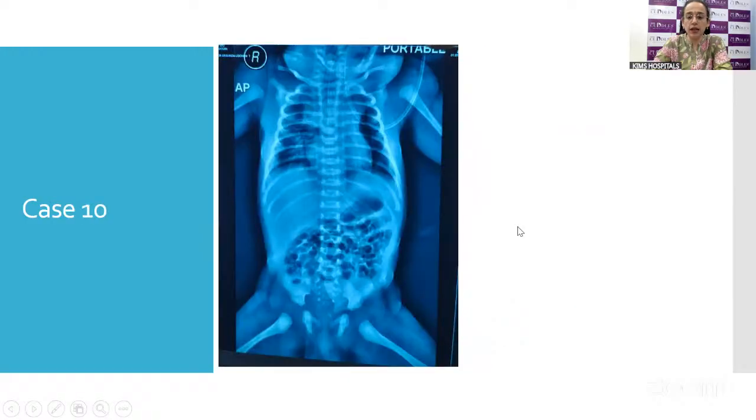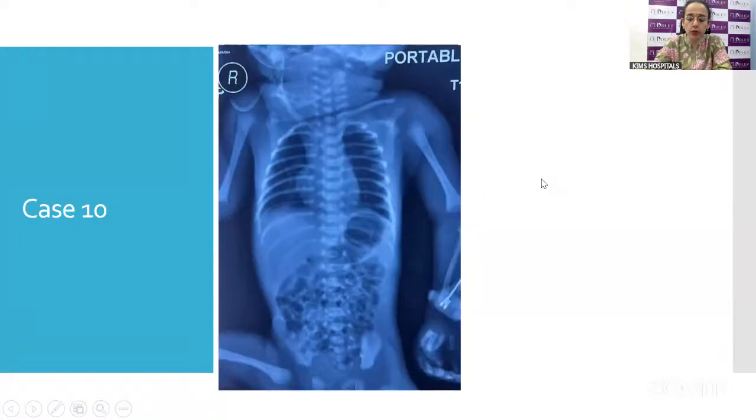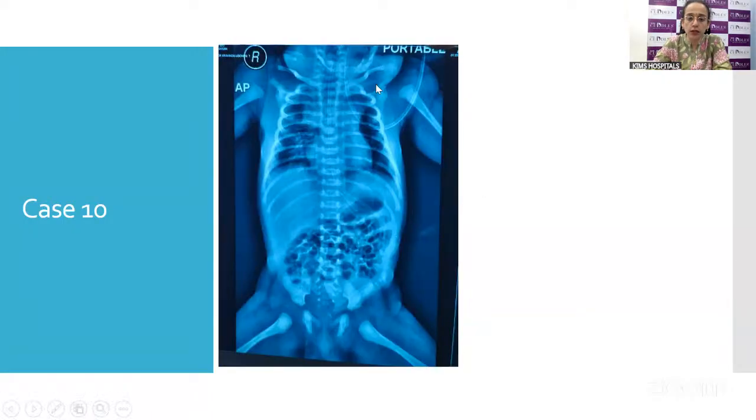So this is another case and X-ray. What we can see here is some shadow above the heart in the midline, in the mediastinum. Normally neonates, unlike the pediatric and adult age groups, tend to have the thymus, which is an organ usually seen till 2 years of age, above the cardiac border. So the thymus is seen in the midline.